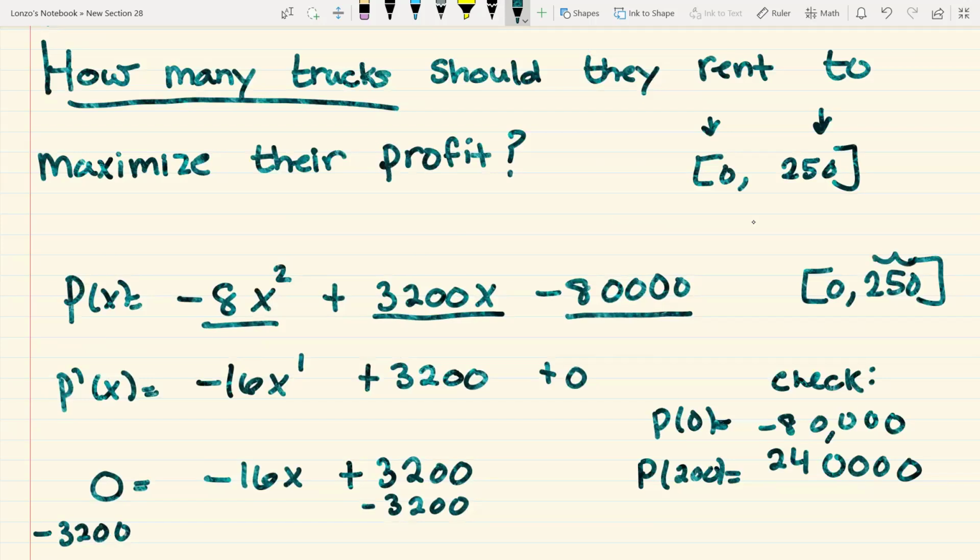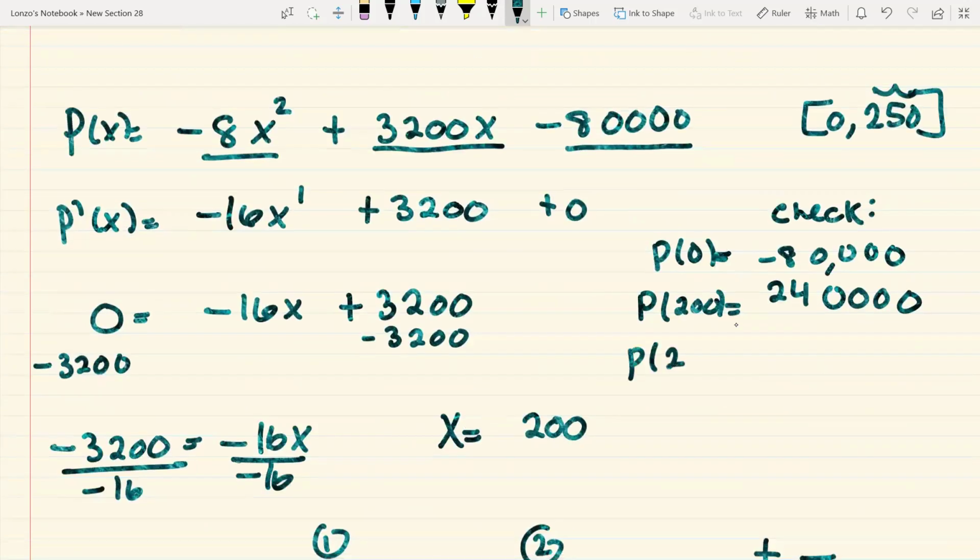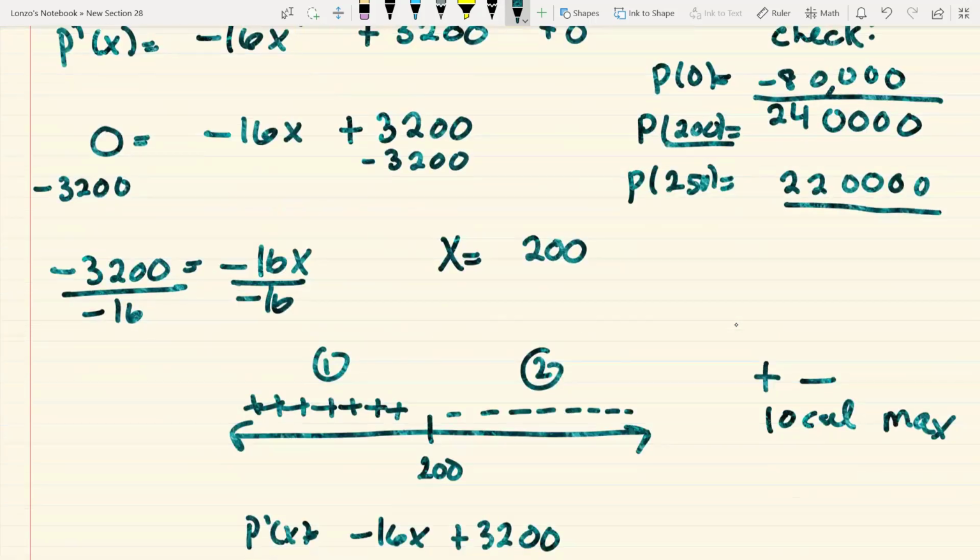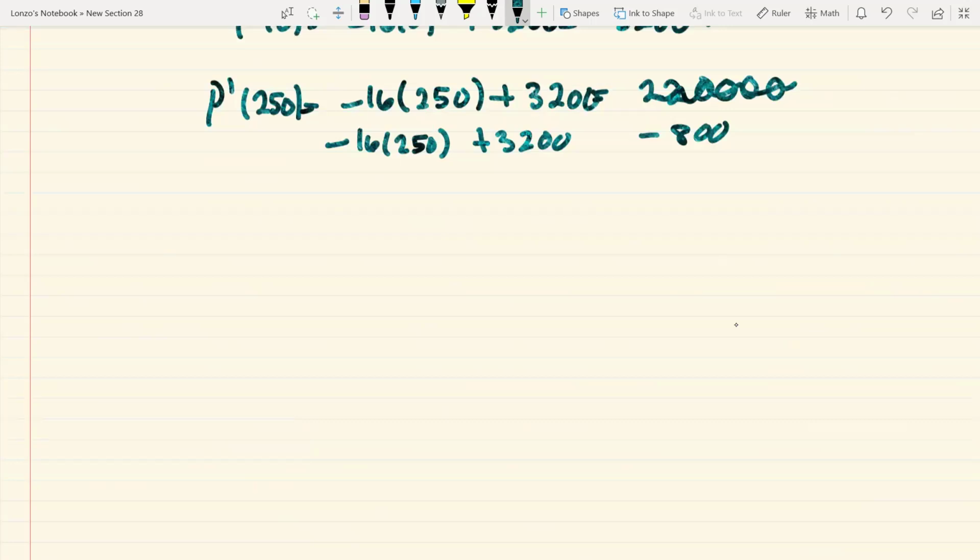What if I plug in 250, because we can go no larger than 250, into the profit function? What do I get? 22 and then 4 zeros. So when you have 250 trucks, you make a profit of this. When you have exactly 200 trucks, you make a profit of this. This is obviously larger than this amount. So this proves that 200 trucks gives you the maximum profit. Okay, so your answer would be rent 200 trucks.